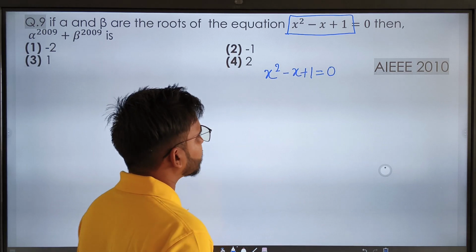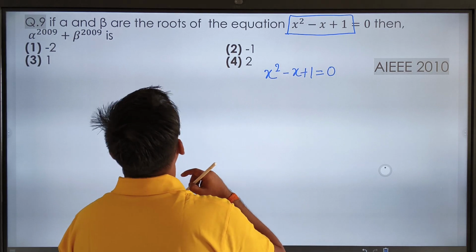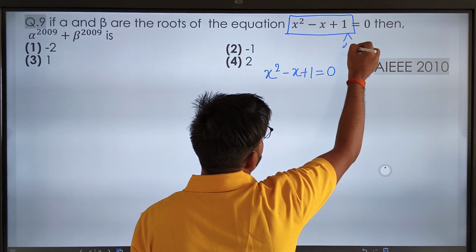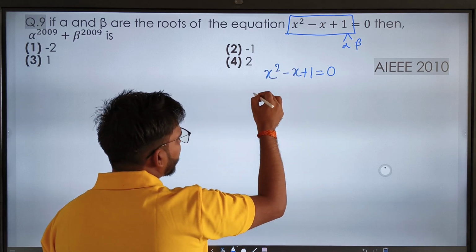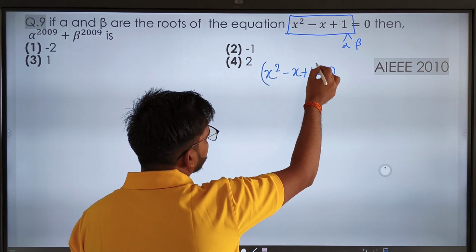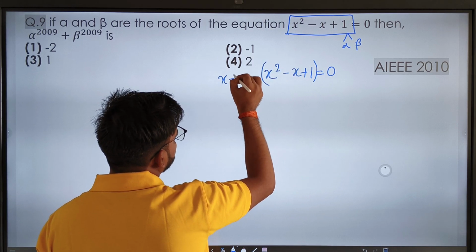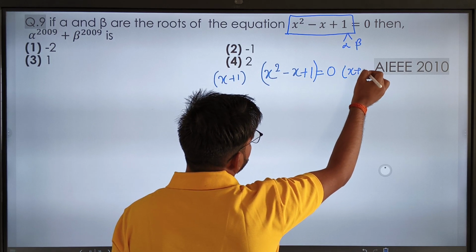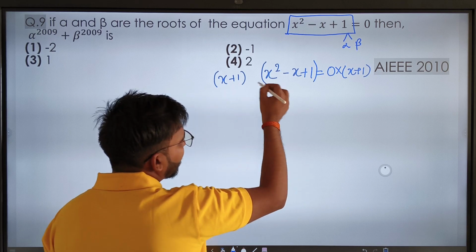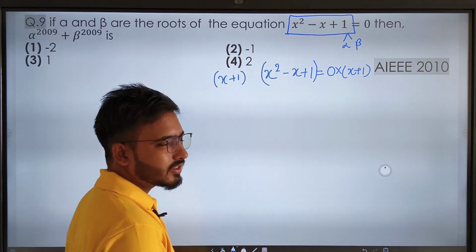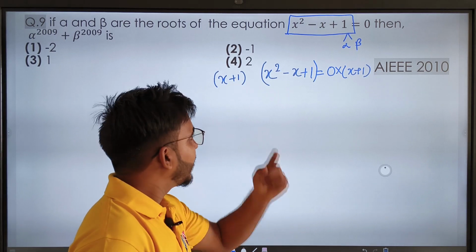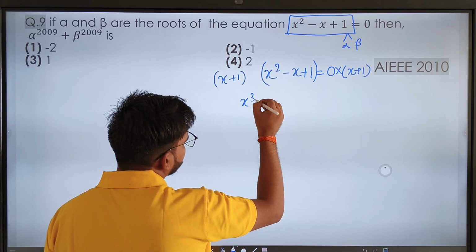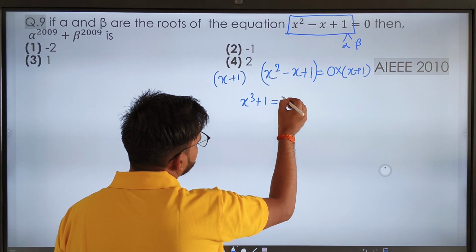So we know alpha and beta are the roots. If I multiply this complete expression by x plus 1, and this also by x plus 1, then the left hand side becomes the formula for a cube plus b cube. So it is going to be x cube plus 1, and the right side is 0.